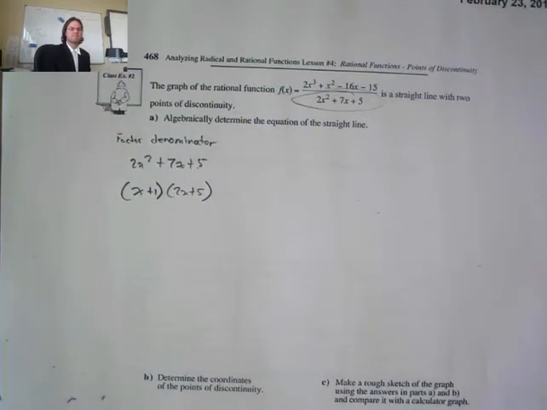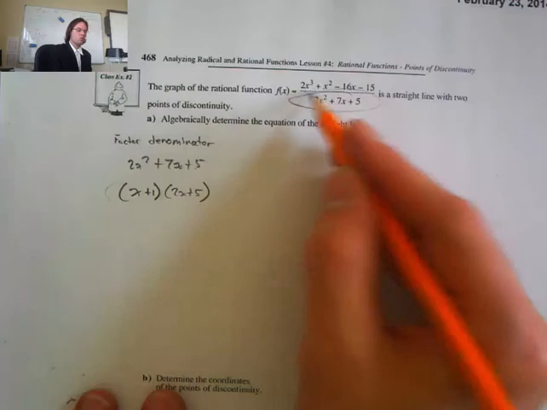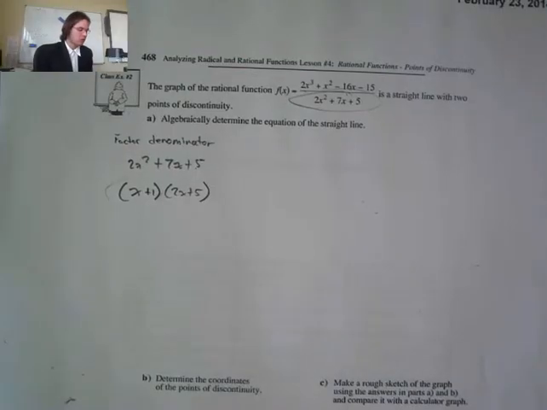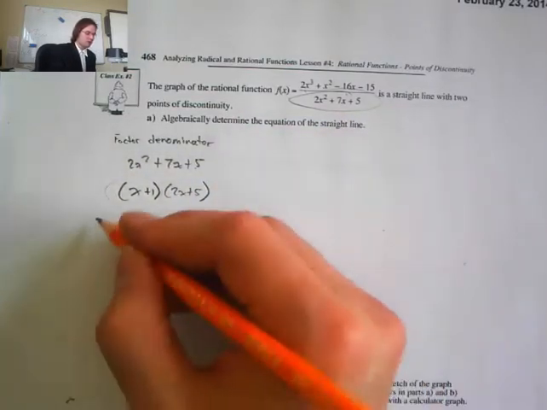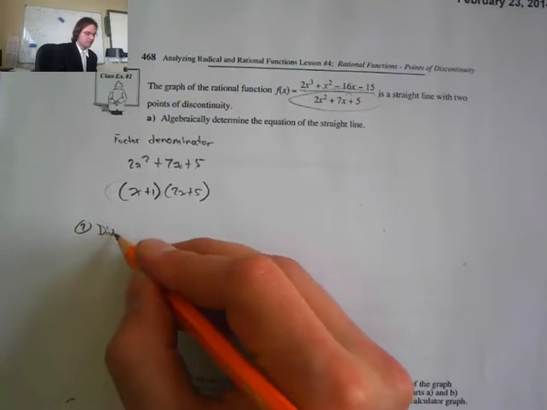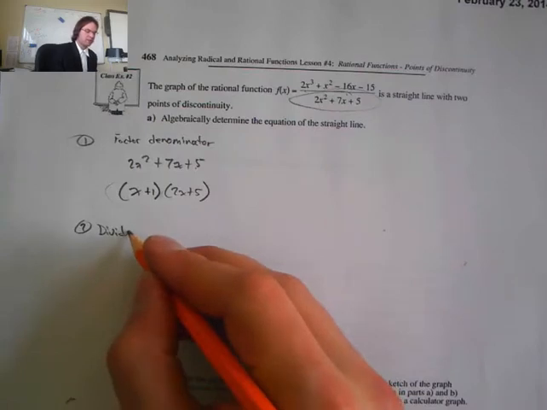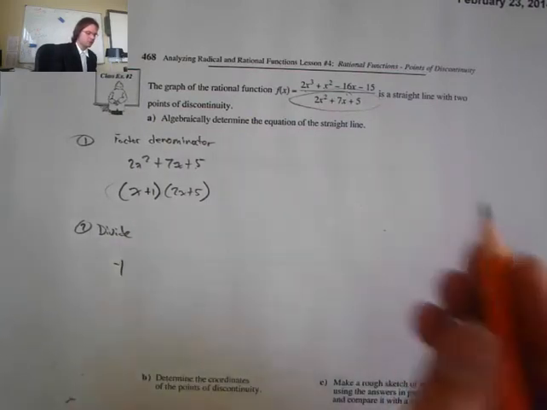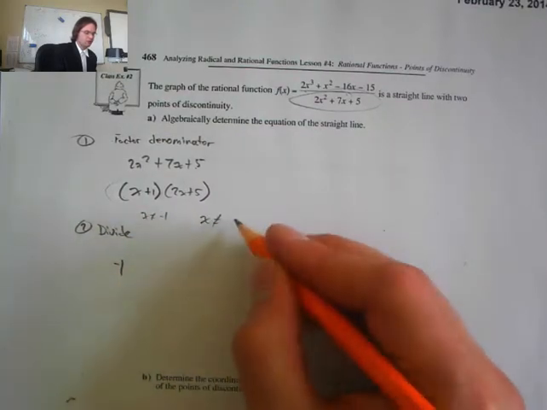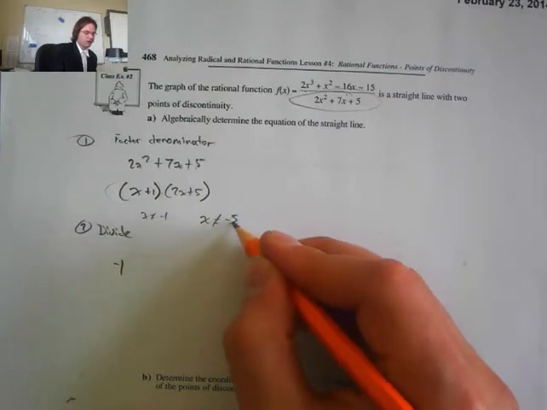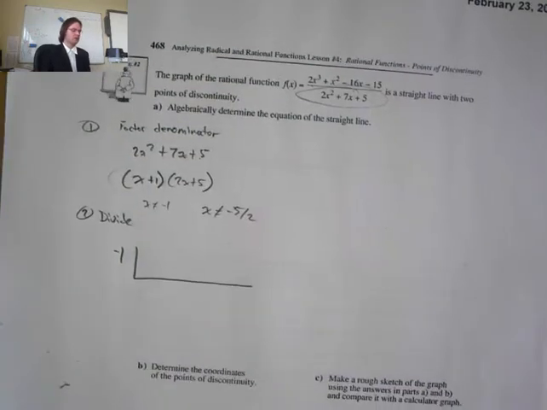Okay? Now that this is done, we're going to see where these divide, and we know they should. So we're going to divide first, with the x plus 1. Step 1 was factor the denominator. Step 2 is divide using synthetic division. So I'm going to have negative 1. x cannot equal negative 1, and x cannot equal negative 5 over 2. So we put negative 1 that way. There we go.